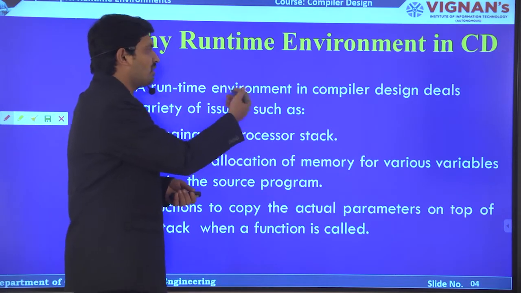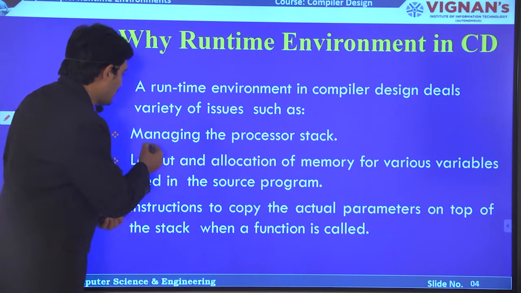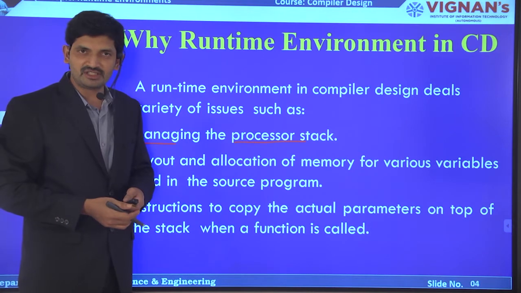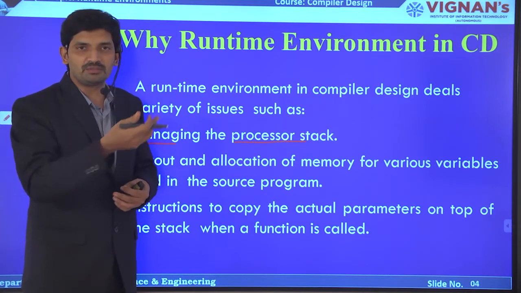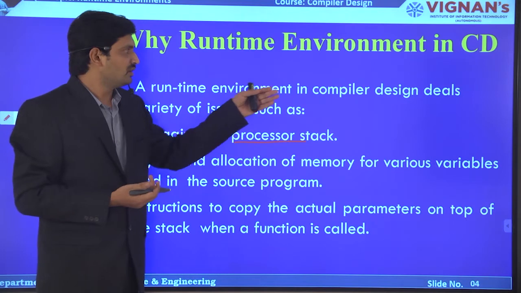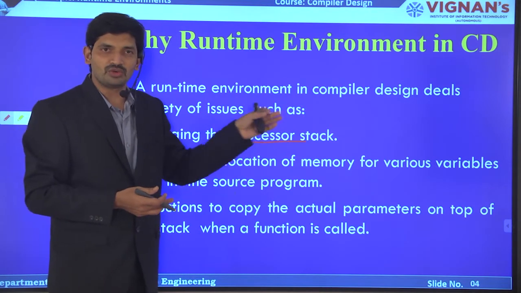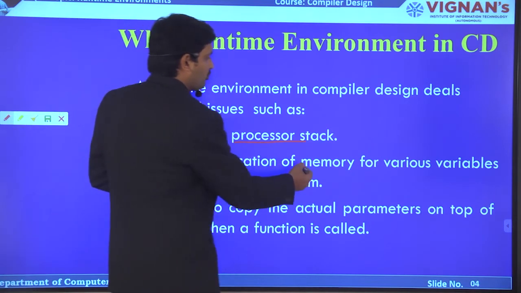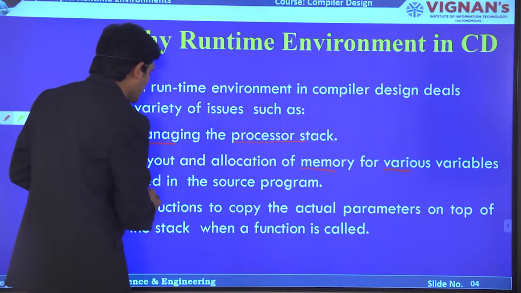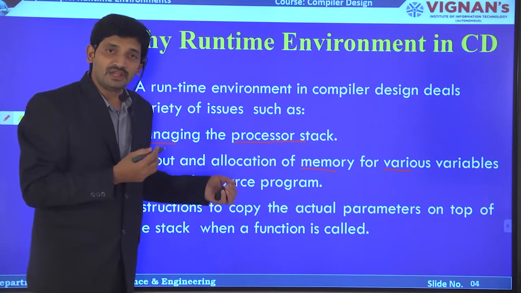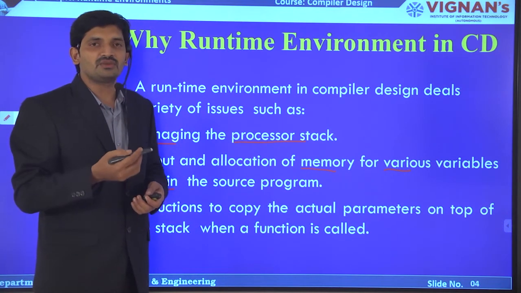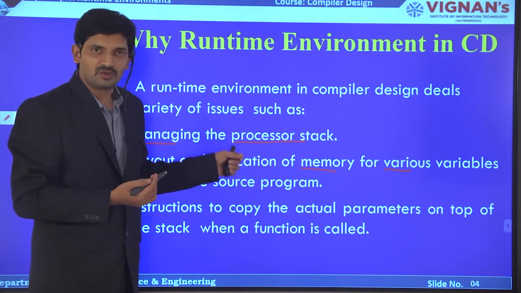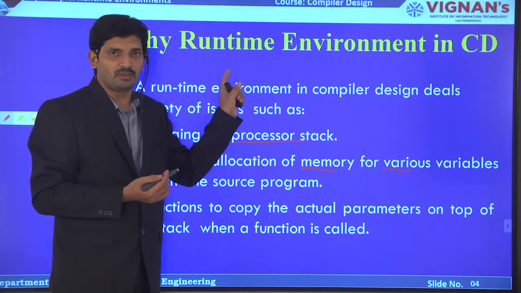Because a runtime environment in compiler design deals with, first, managing the processor stack. This is supplied by the operating system; how we are going to place our programs in the stack and what memory is allocated to that, we are going to discuss here. And the layout and allocation of memory for the various variables we are using in the source program. So if I am using an int data type, that means we have to allocate 2 bytes of memory depending upon the compiler. Okay, all that information is provided by the compiler to the operating system.